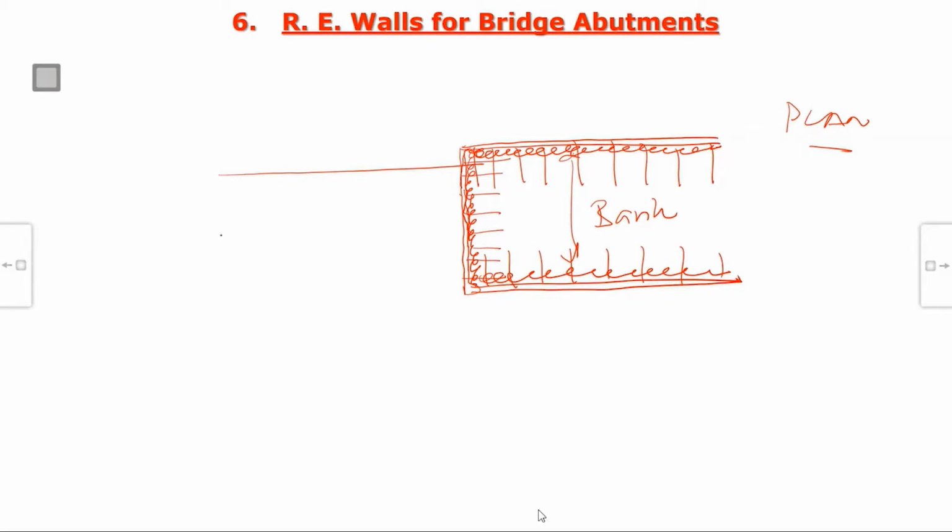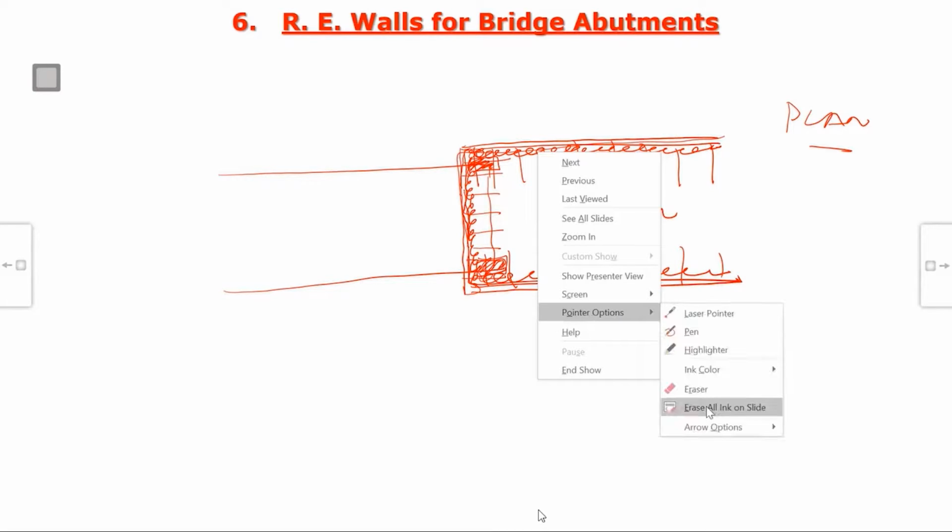And on top of your abutment, your girder will be resting, and you have to only put a very far less than our normal, a sort of bearing pad here, and then load is taken. So it becomes like a U structure, inverted U. So RE walls are used for abutments also, and there also same principle applies.